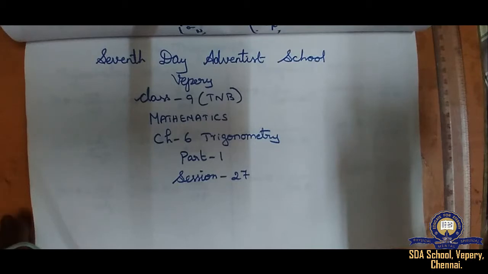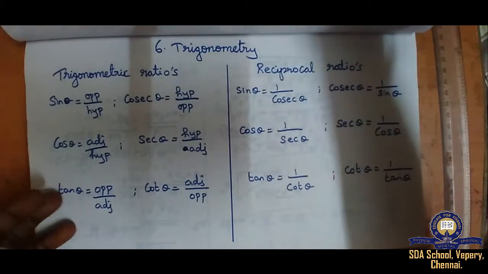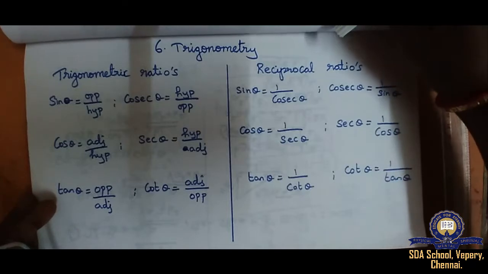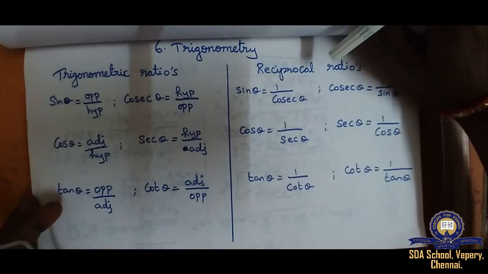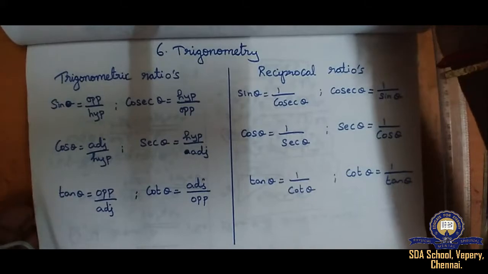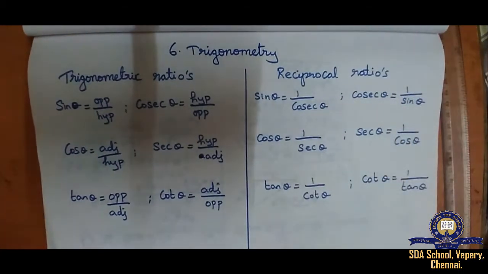Today we are going to take Maths class for 9th standard, Chapter 6 Trigonometry, Part 1. This is a new chapter which you have not studied in 7th standard or 8th standard. This is only starting from 9th standard. This name is called trigonometry. Spell it up: Trigonometry. Trigonometry. Clear? Here, through Zoom class, we have seen formulas, trigonometric ratios and reciprocal ratios.